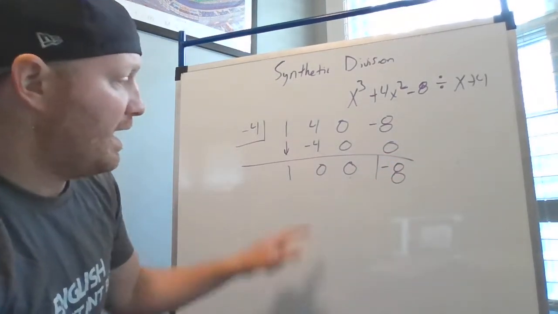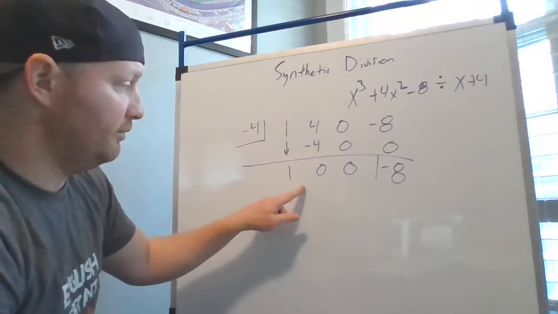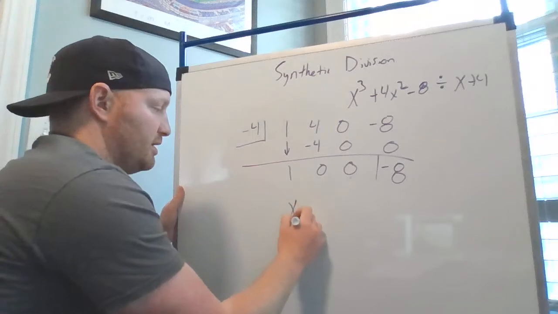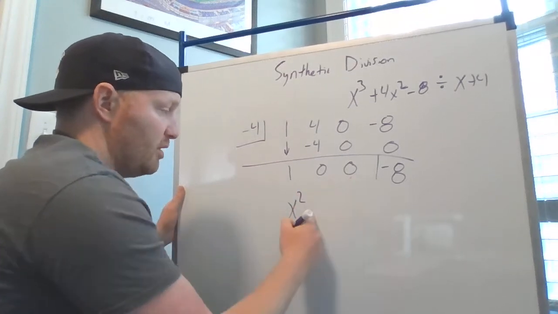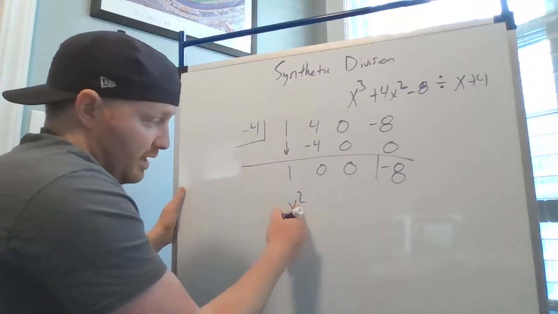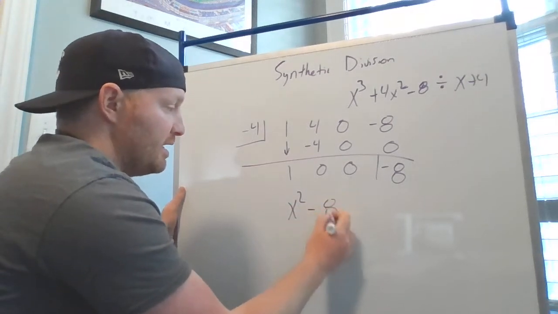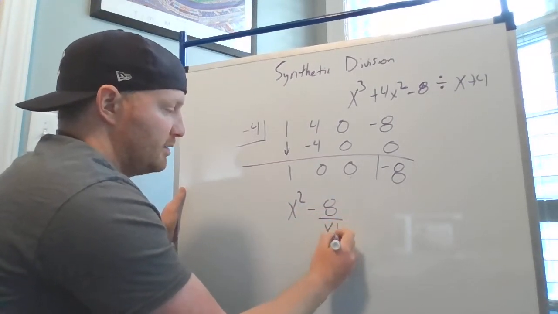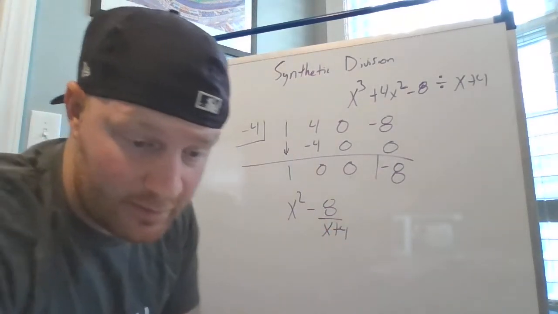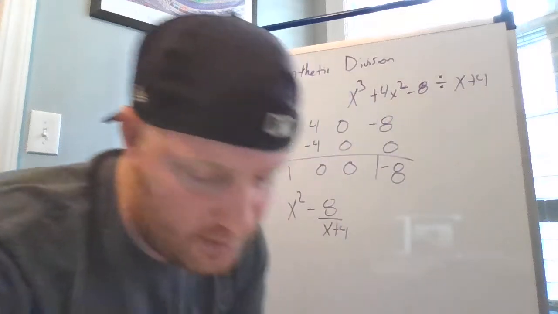So, how is this answer expressed? Well, this is power 3, this is now power 2. So this is x squared. There's no need to put plus 0x and plus 0. So just x squared minus 8 over x plus 4. And that is how you do that one. Let's do a couple more.